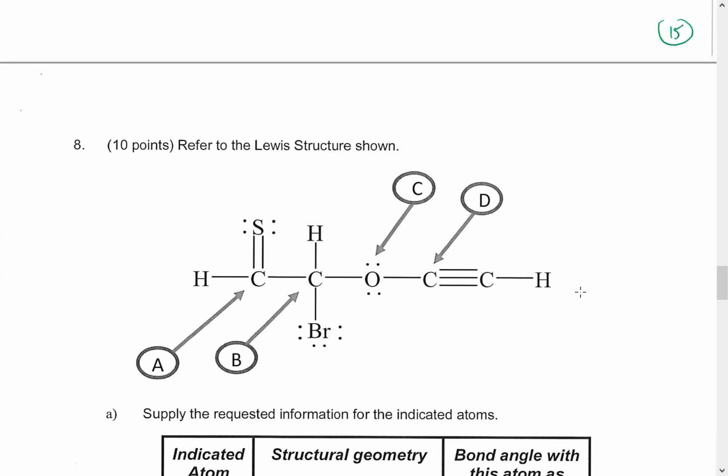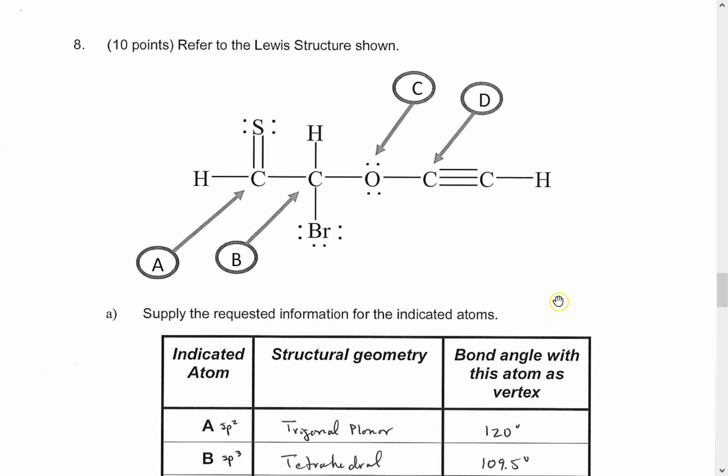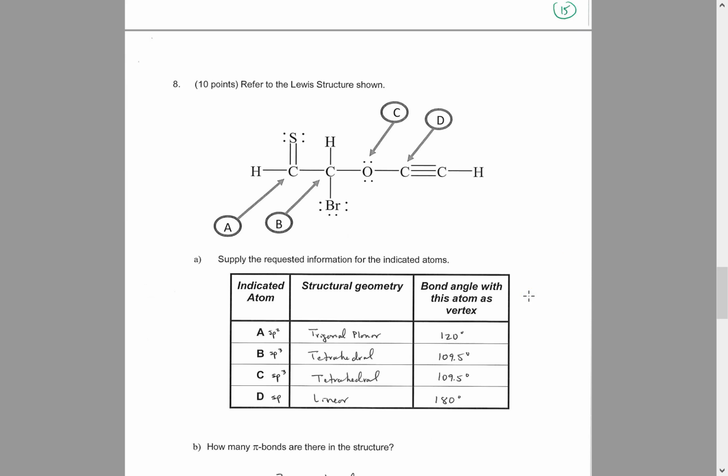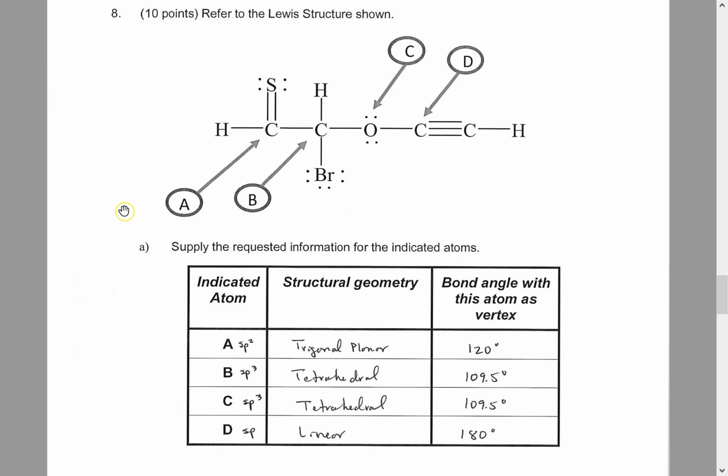Okay, and then for here, you were supposed to do a few things. For the first one, go ahead and say, for instance, this atom A here, this carbon, what is its structural geometry and what is its bond angle?